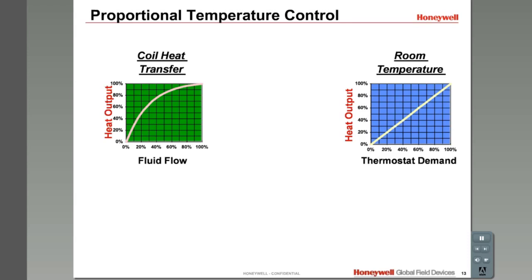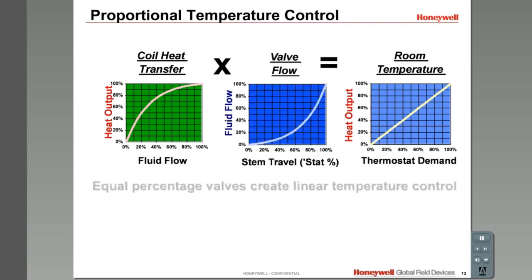Notice that the changes to fluid flow do not have a linear relationship to heat output. A thermostat would have a difficult time accurately controlling this. By using a valve with an equal percentage flow characteristic that counteracts the coil's characteristic, the heat output will be more linear. This makes temperature control much easier because now the heat output is linear with valve movement.